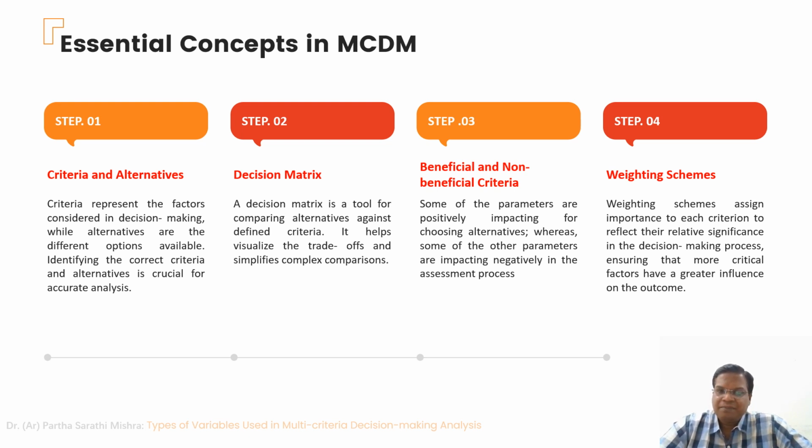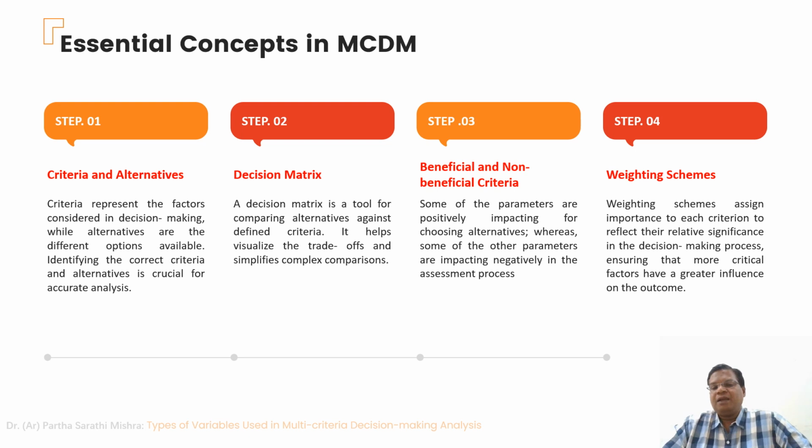Now the second step for MCDM is the decision matrix. It is a tool for comparing alternatives against defined criteria. So for each criterion we can choose between two alternatives which is better or which is worse. But when we have a multiple number of criteria involved in the decision making process, it becomes very difficult and complex in nature to evaluate the alternatives. That's why alternatives with multiple criteria is always a difficult thing.